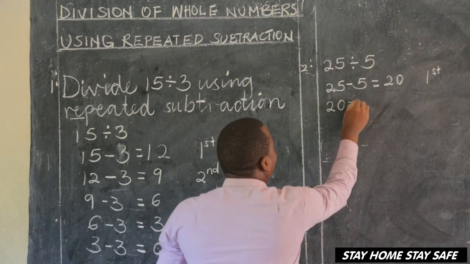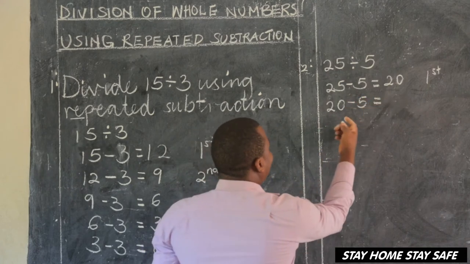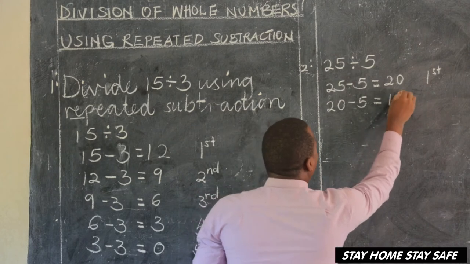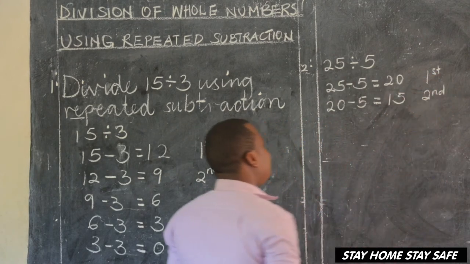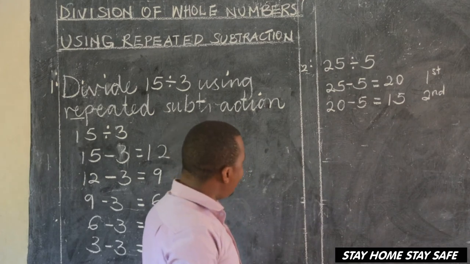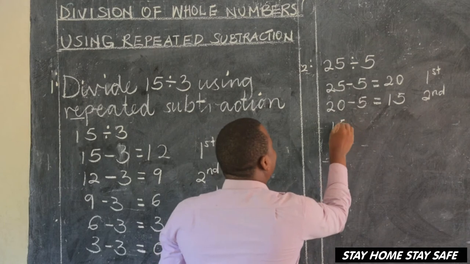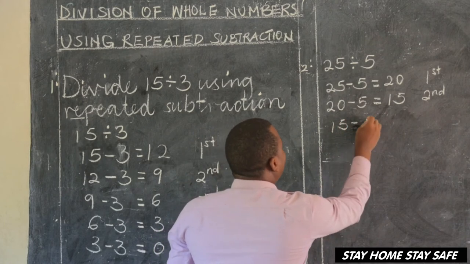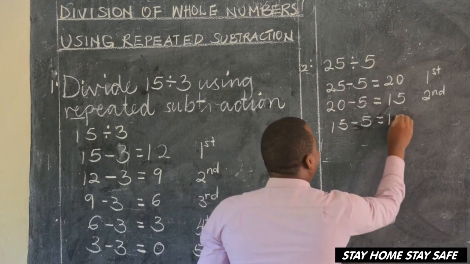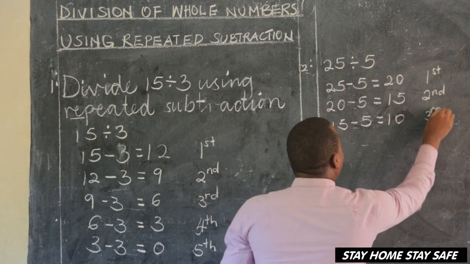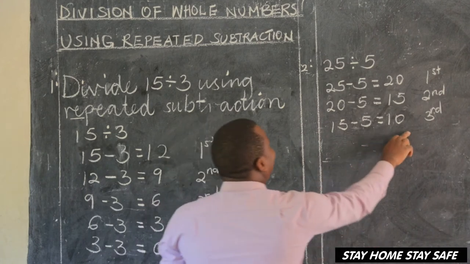Have 20, take away 5. What shall we get? 20 take away 5 is 15. And this is your second time. Then you move on. So we have got 15. Now we shall have 15 take away 5. What do we get? This is 10. And this is your third time. Then you move on. You have 10 now.